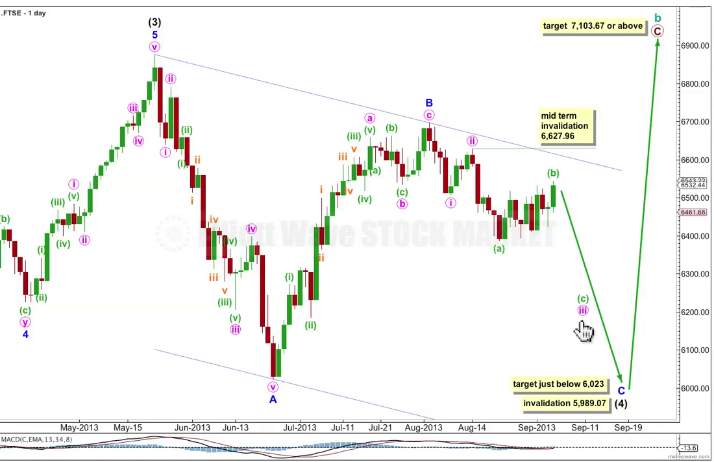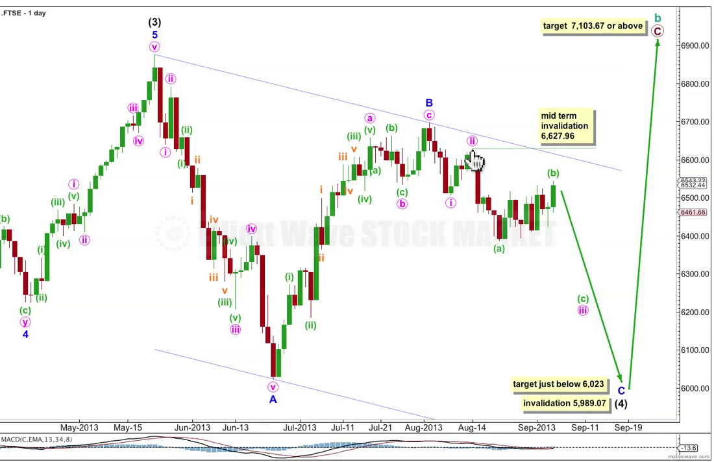Within the zigzag for minute wave 3, minuette wave B may not move beyond the start of A above 6627.96. We'll expect minor wave C in its entirety to probably reach at least a little beyond the end of A to avoid a truncation, so we'll expect at least a little bit of movement below 6023, but intermediate wave 4 in its entirety may not move into intermediate wave 1 price territory below 5989.07.